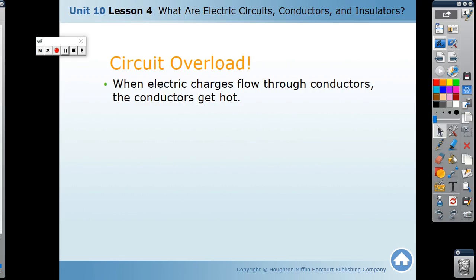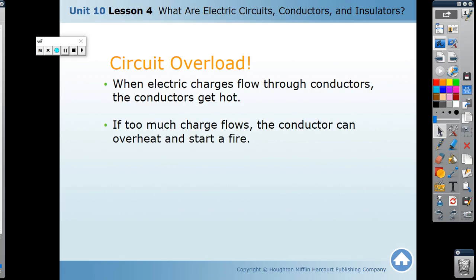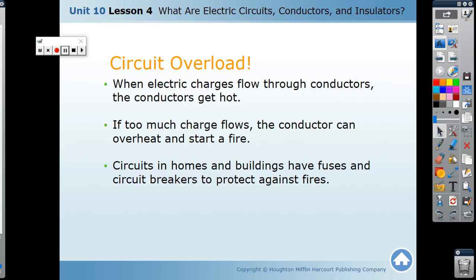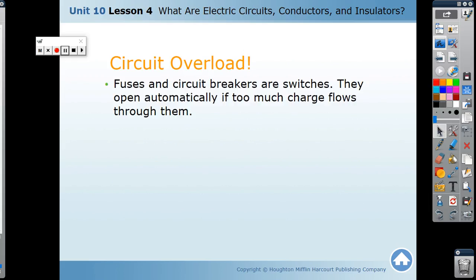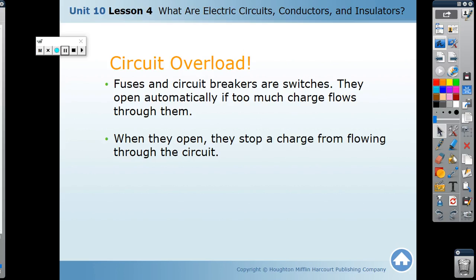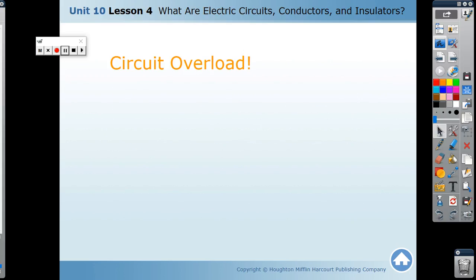Okay, circuit overload, starting on page 508. When electric charges flow through conductors, the conductors get hot. If too much charge flows, the conductor can overheat and start a fire. Circuits in homes and buildings have fuses and circuit breakers to protect against fires. Fuses and circuit breakers are switches. They open automatically if too much charge flows through them. When they open, they stop the charge from flowing through the circuit.